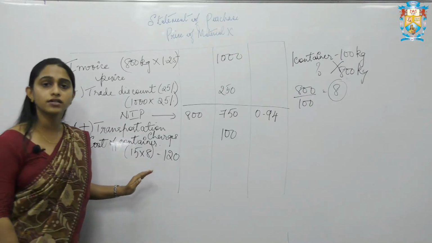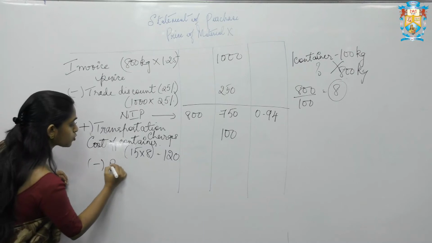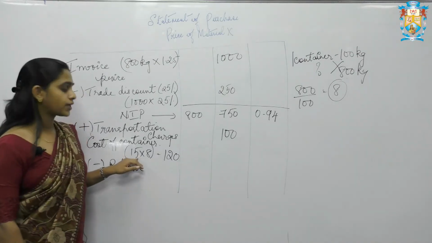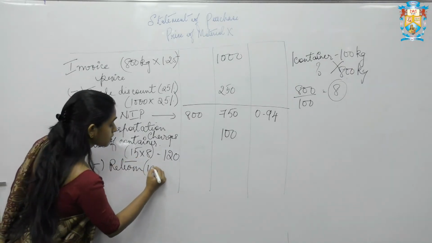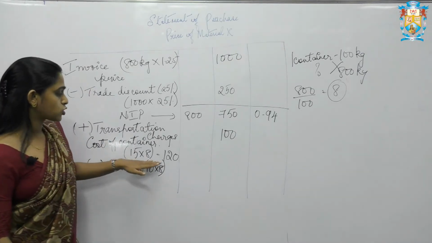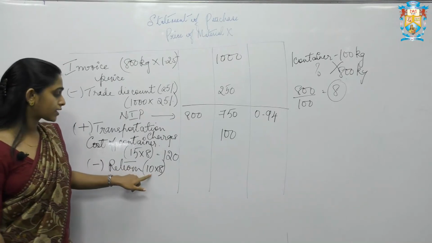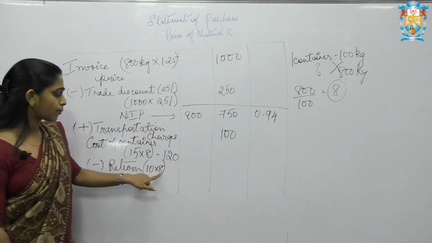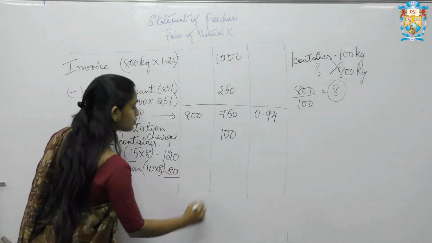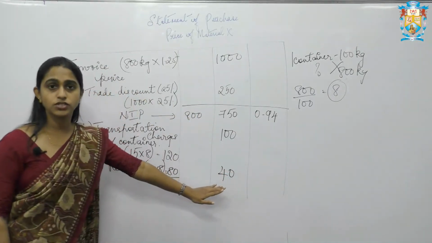Now, if there is any return amount of the containers, that return amount is supposed to be deducted. You are having the number of containers as 8 and the return value as 10. So the cost of container is 15 into 8, 120. And now the return amount is at 10 rupees each. The number of containers is 8, 10 into 8 is 80. So the balance amount is 40. This is nothing but our packaging charges.